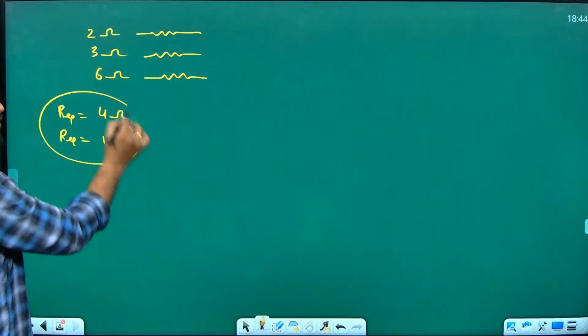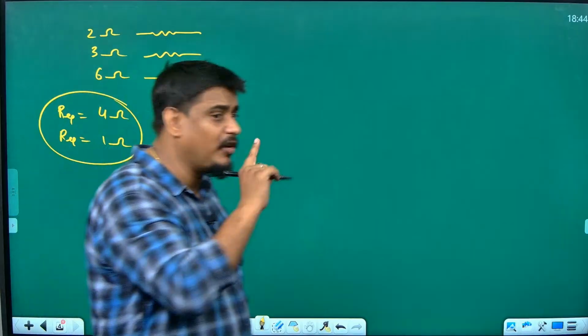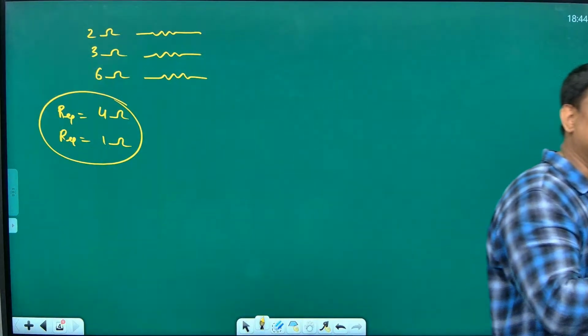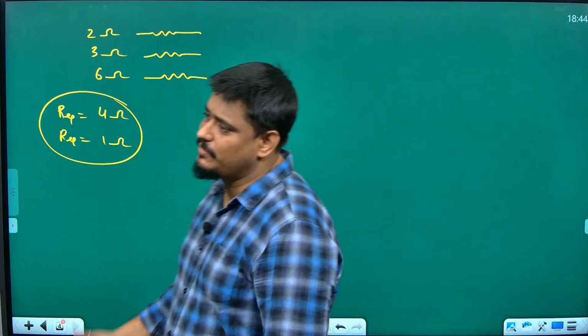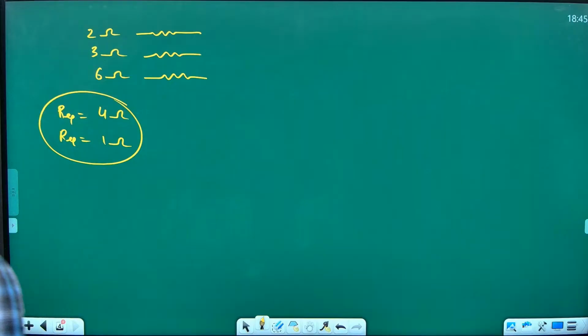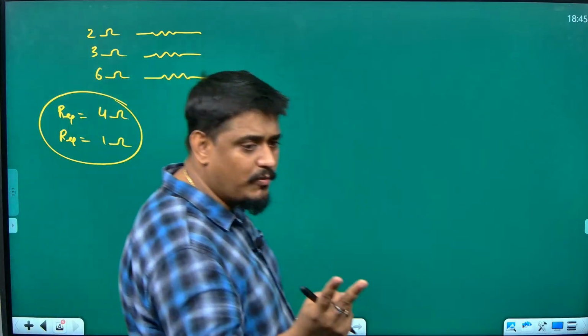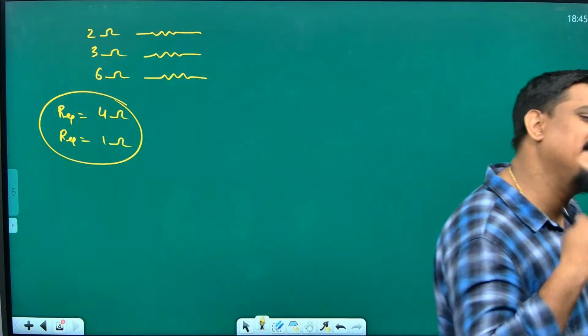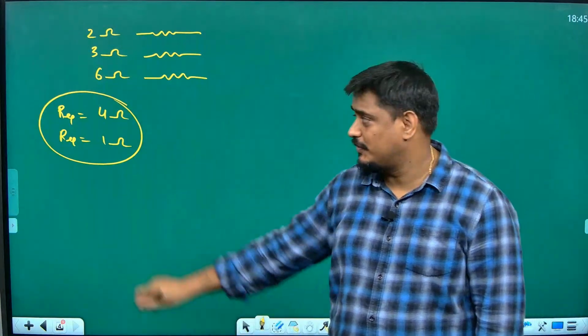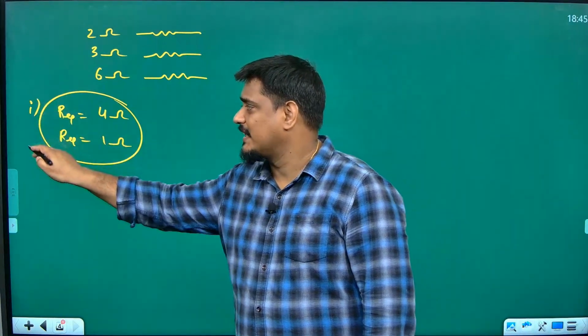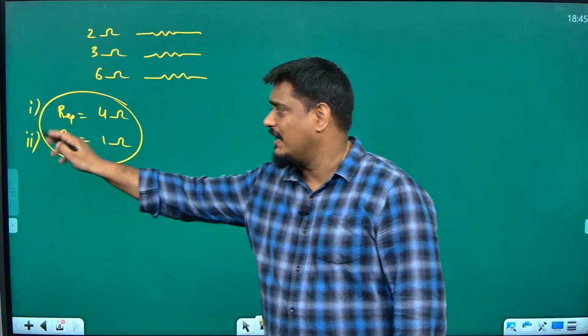It's a very interesting question. If you are able to solve this question by yourself, your concept of resistors in series and parallel is completely clear. If you are unable to solve, then you have some issue in the concept. What the question was, I am giving you 3 resistors, 2 ohm, 3 ohm and 6 ohm. Connect them and give me the final answer as 4 ohm. This was the first part. And second part was connect in such a way that the answer becomes 1 ohm.